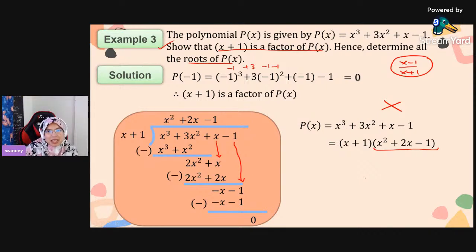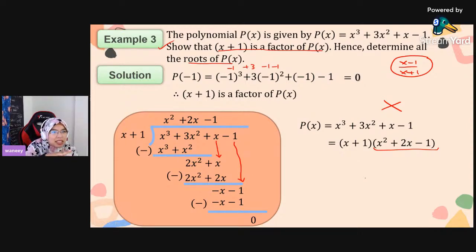So quadratic, basically we have two ways to factorize them. The first one is that you can use the cross method, then you can easily get them in those brackets. The second one is that we are going to use the quadratic formula. So what is the quadratic formula? Negative b plus minus square root of b squared minus 4ac over 2a.